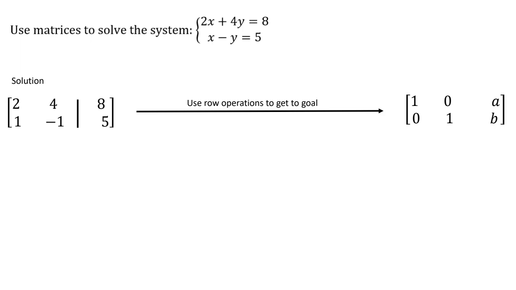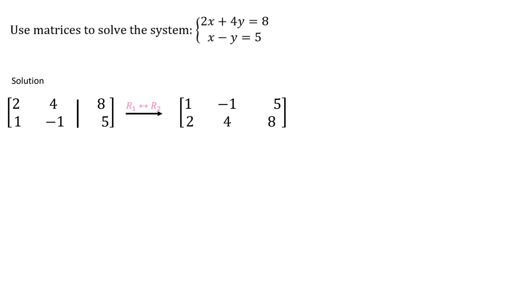Yes? All right. So the first thing that I want to do is, I don't have to do this, but since there's already a 1 on row 2, let's go ahead and use that example that we can swap two rows. So what I want to do is I want to swap row 1 with row 2. So by doing so, I have now this new matrix: 1, -1, equals 5, 2, 4 equals 8.